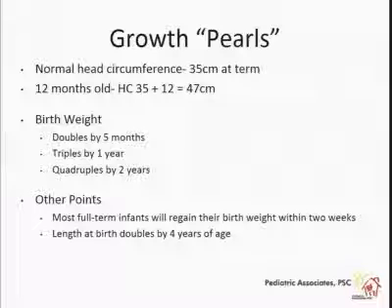As far as birth goes, birth weight typically doubles by 5 months, triples by a year, and quadruples by 2 years. And a typical newborn weighs between 3 and 3.5 kilos and is 50 centimeters long. And most full-term infants will get their birth weight back by 2 weeks, and length at birth typically doubles by 4 years of age.